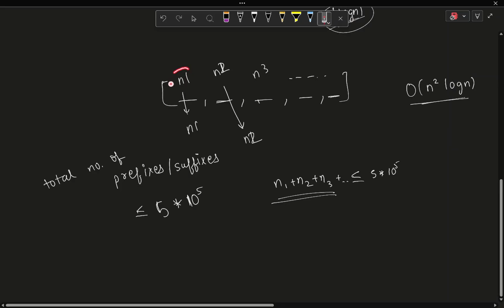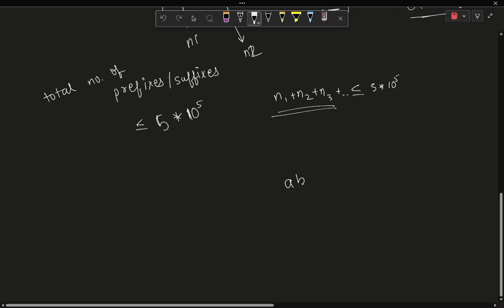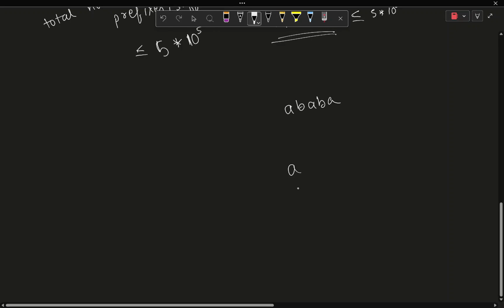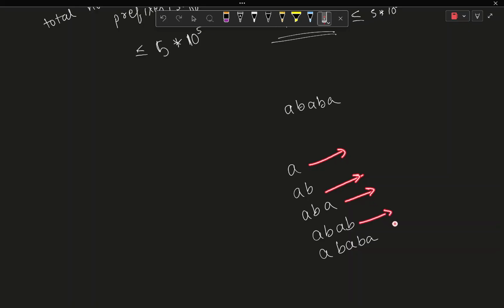And for every prefix and suffix, let us say a string is a b a b a, it has 5 prefixes: a, a b, a b a, a b a b, a b a b a, right? So here you don't really have to store the complete prefixes. All you have to do is just store the hash value of this string, which would be an integer. The hash value of AB, the hash value of ABA, these will be integers.